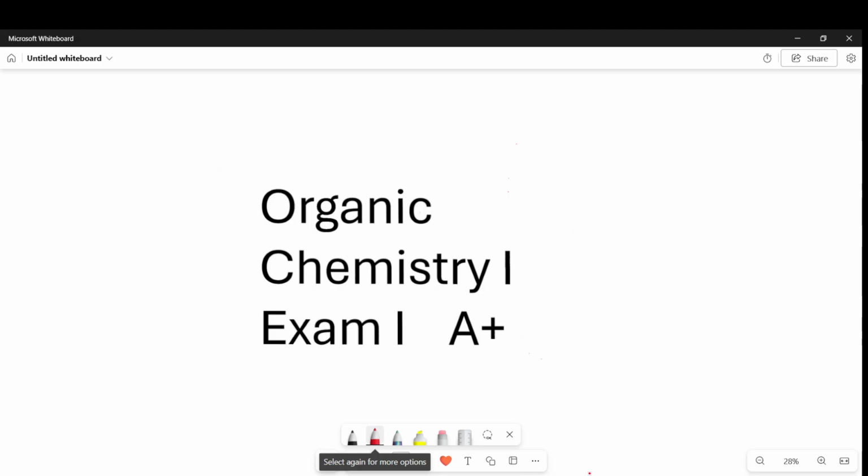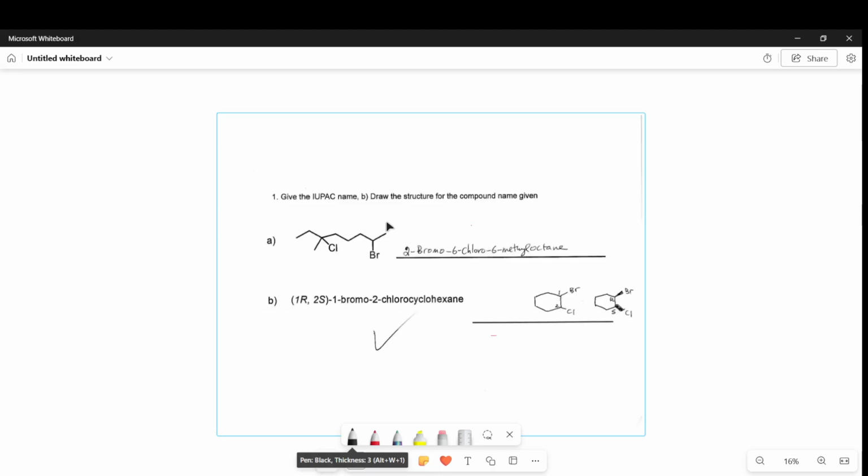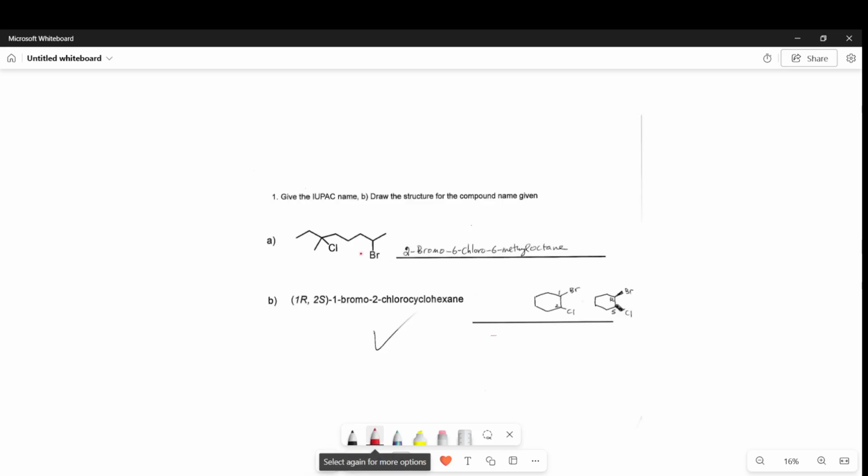So let's go back now to each question and try to solve the problems. To name this compound right here, this is an 8-carbon alkane. Always when you are naming an alkane, you should start from the end that gives you the lowest numbering, which is 2 here, as you see. Carbon number 2 is right here, and here is carbon 6. So this is named on an octane basis.